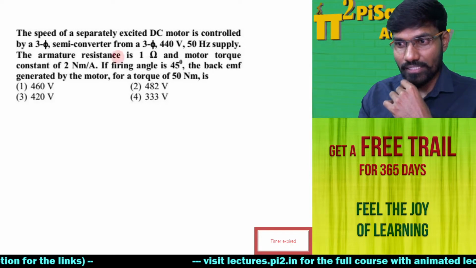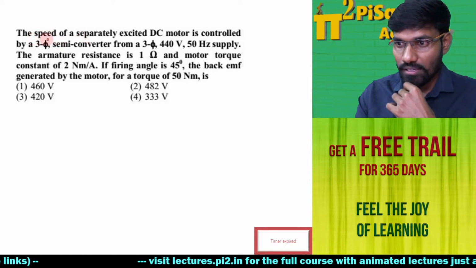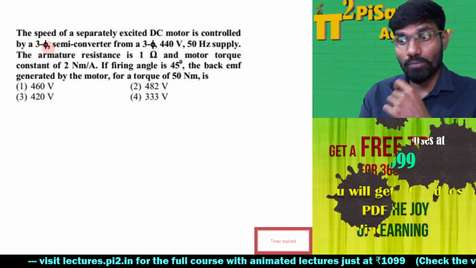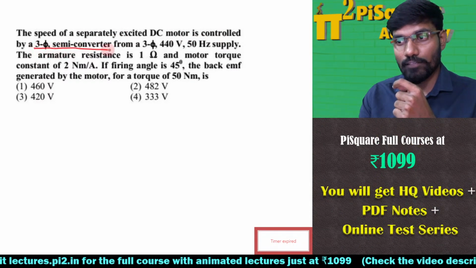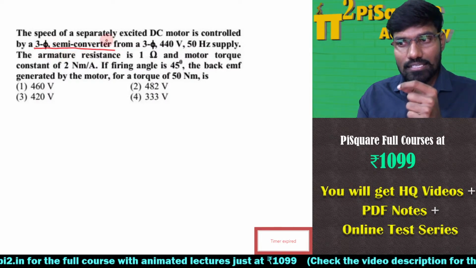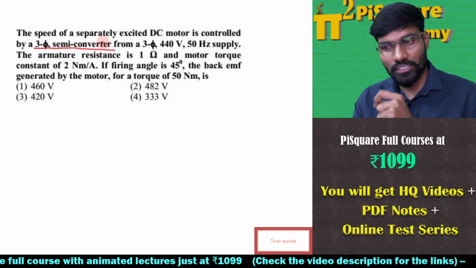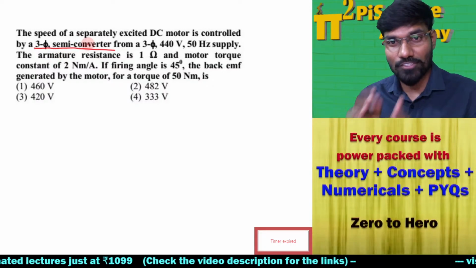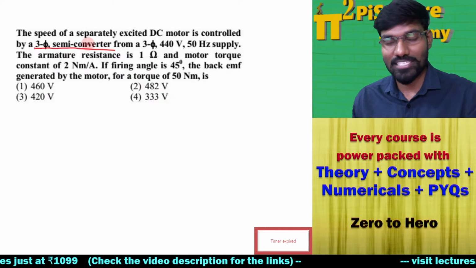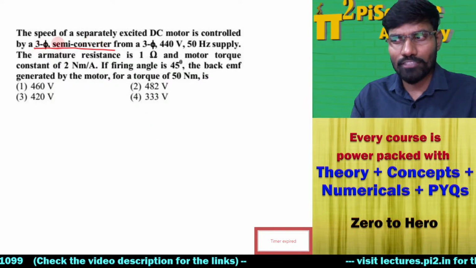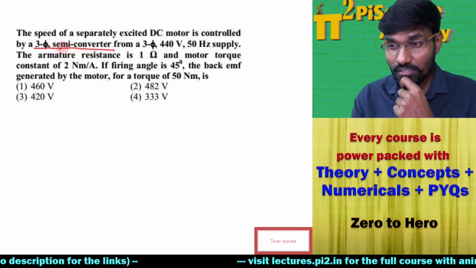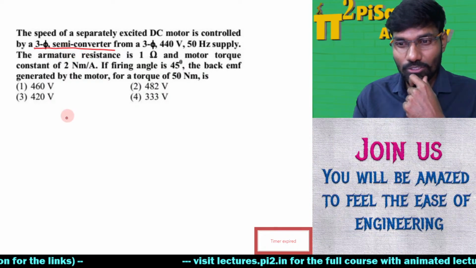Okay, let's have a look. The speed of a separately excited DC motor is controlled by a three-phase semi-converter. Whenever power electronics is linked with machines, it will be an easy one. If you know the basics of machines and fundamentals, things will be easy. Immediately write the formula for this. Can somebody tell me what is the formula for a three-phase semi-converter?